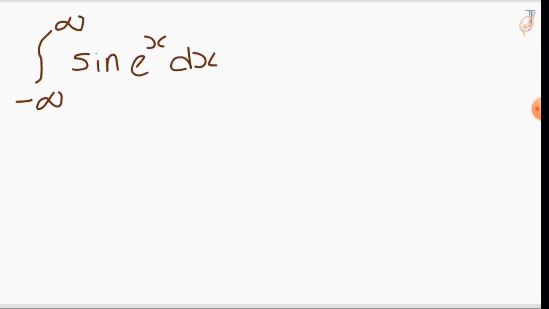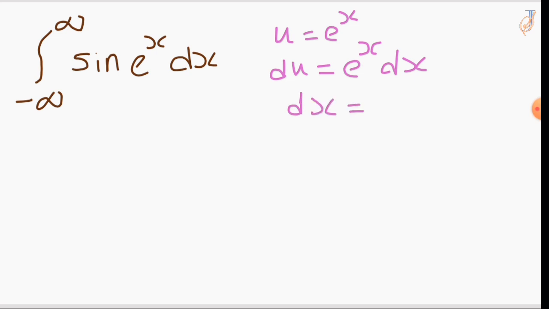In today's video, we are going to evaluate the integral from minus infinity to plus infinity of sin(e^x) dx. Here the function is sin(e^x). If you consider e^x as u, then du becomes e^x dx, isn't it? So from here you can find dx. The dx value is du over e^x. Already we considered e^x as u, so that's why dx equals du over u.